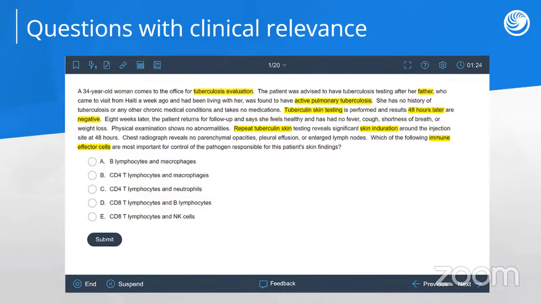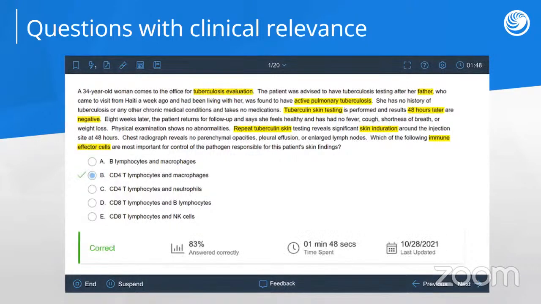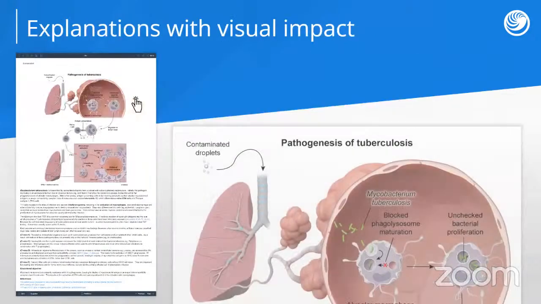So for those of you who thought the answer was B, CD4 T lymphocytes and macrophages, you got this question correct. In tutor mode, you'll notice that every single time you will know whether you got the question correct or incorrect, how many other people answered this question correctly, how much time was spent on it, and if you were really curious on how long this question has either been in the question bank or when the last time it was updated, it will actually show you that information as well. But let's go through the explanation.